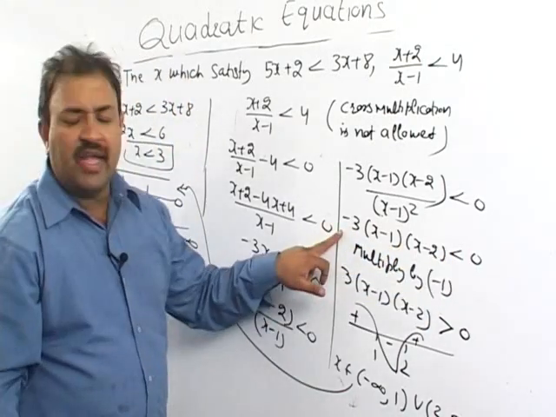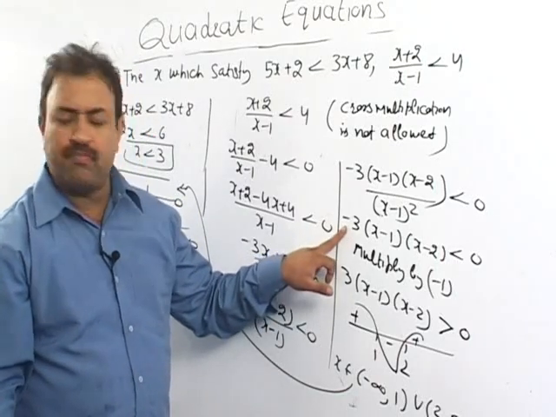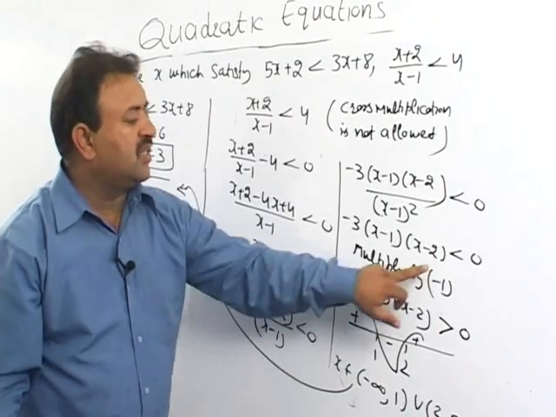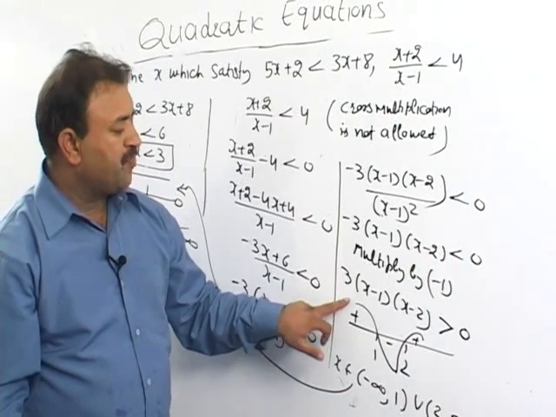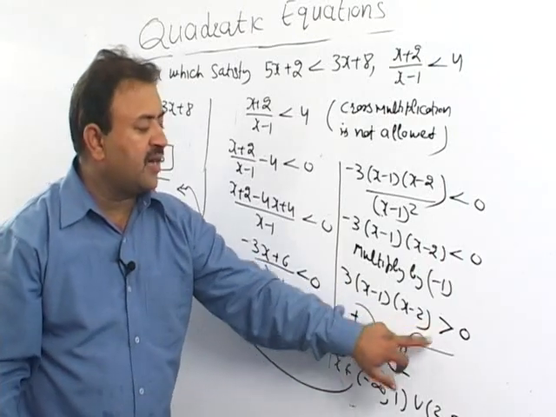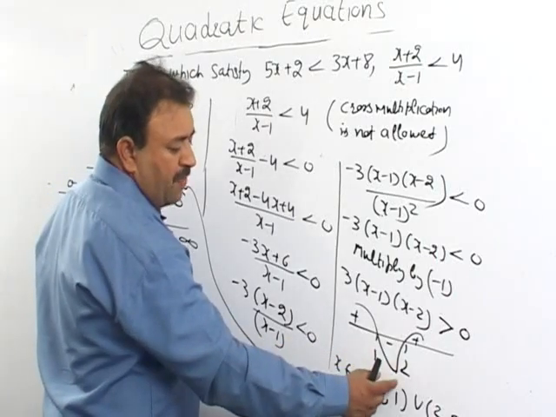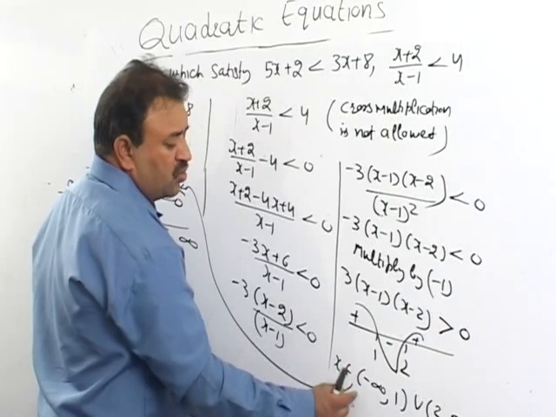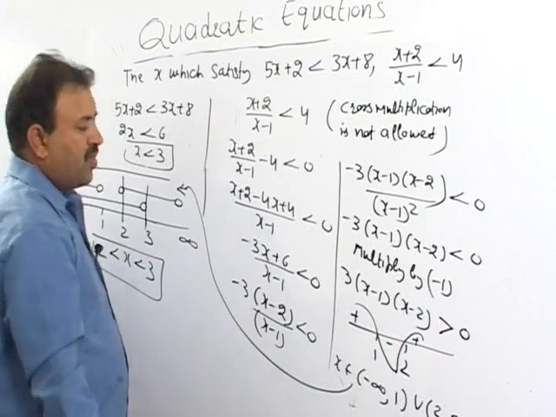Now before applying the wavy curve method, we have to make the coefficient of the highest term positive. That means multiply by a negative sign, and the sign of inequality will be reversed. Now we get (x minus 1)(x minus 2) greater than 0. We represent 2 points on a number line, that is 1 and 2. Draw a parabola. From here we find the result: x belongs to minus infinity to 1 union 2 to infinity.